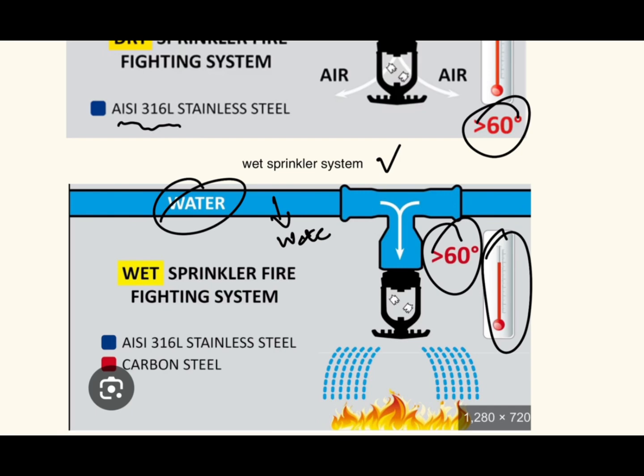So immediate discharge. Once the heat sensitive elements break, water flows instantly onto the fire, helping extinguish it or control it until the fire department arrives, right? And wet sprinkler systems are ideal for offices, schools, malls, residential buildings, any place where the temperature stays above freezing. So it is not suitable for freezing environments.